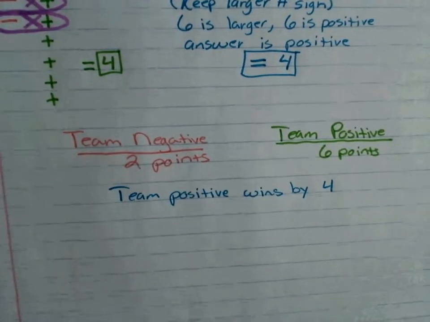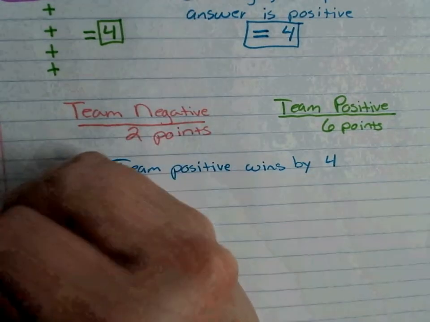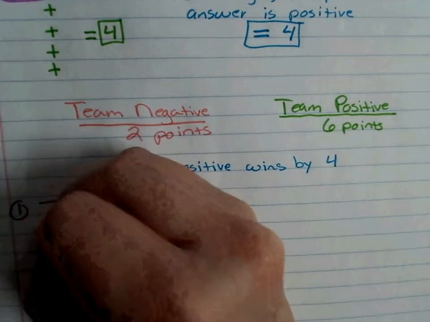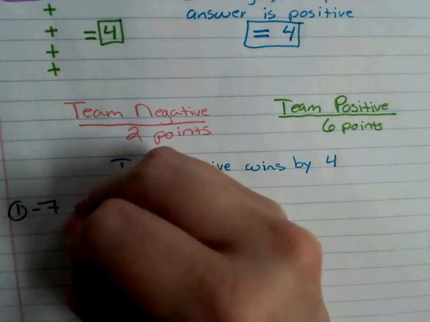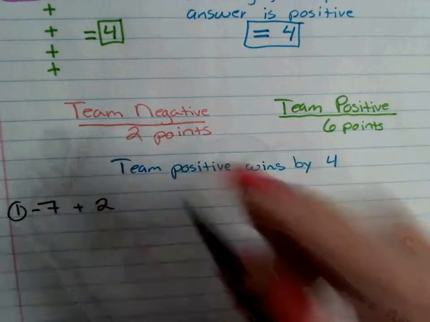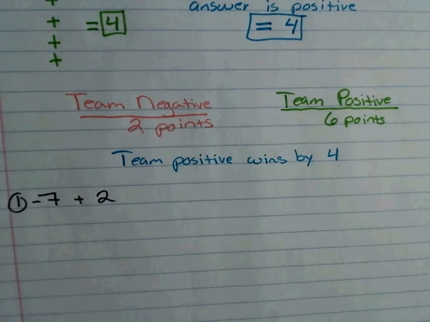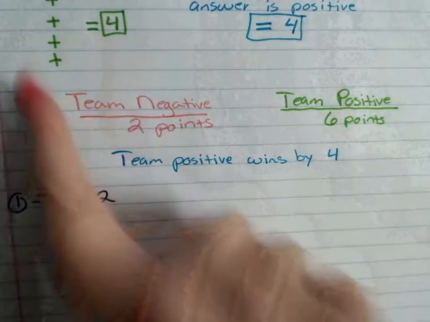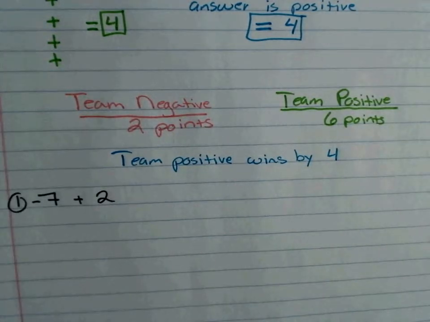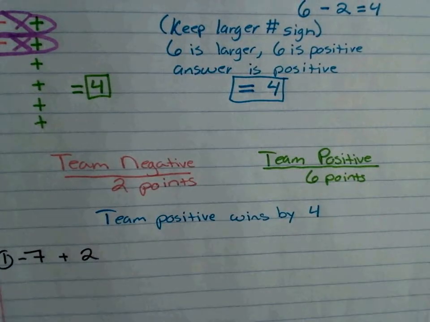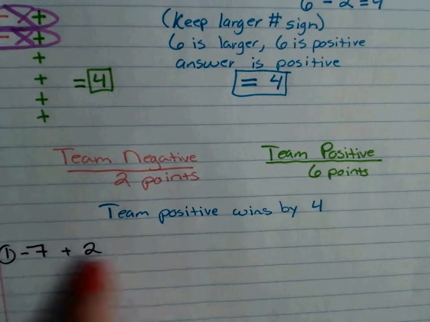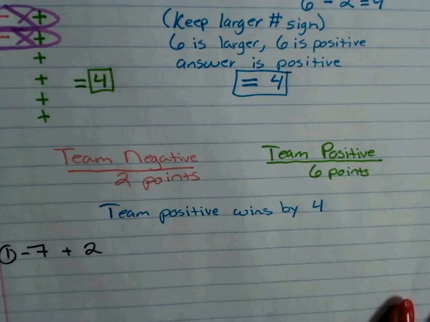Okay, so let's take a couple of examples here. Let's say we have -7 plus 2. -7 plus 2. So once again, I'm going to show it to you, all 3 methods. Okay, the first method, which is what you're going to need to eventually be able to do in your head, is let me subtract them and keep the sign of the larger number.